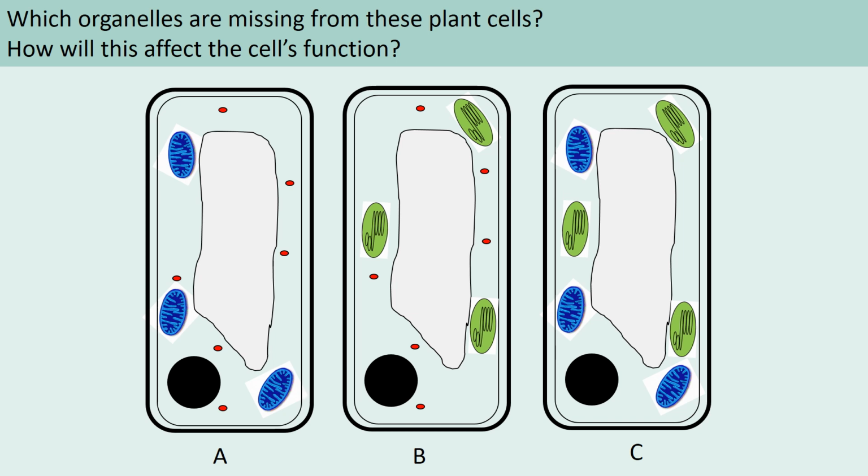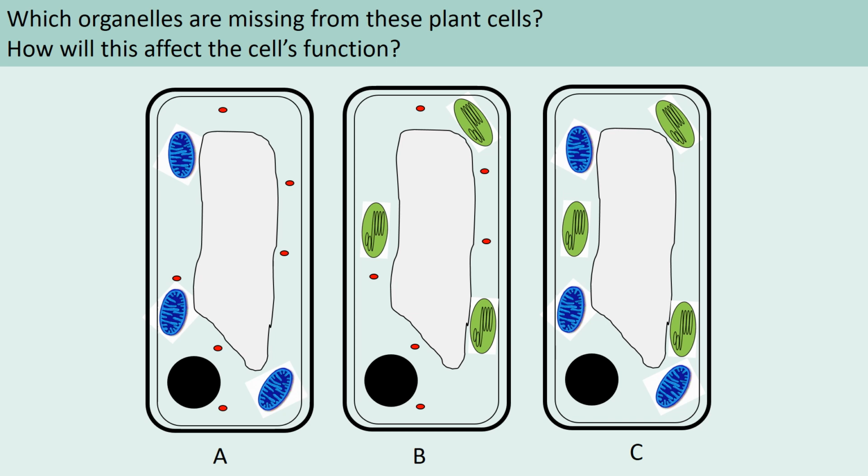In B, we are missing those blue structures, the mitochondria. What does that mean? It means that that cell will not be able to produce its own energy, and that energy is needed for lots of different things. It's not just about muscle action, which you do in PE. It's movement of substances within the cell, through the cell membrane, and things like that.